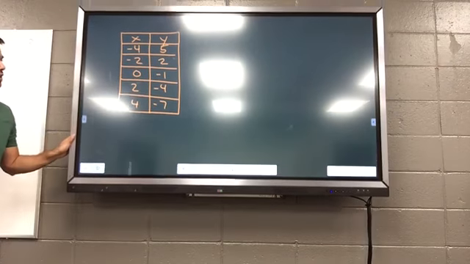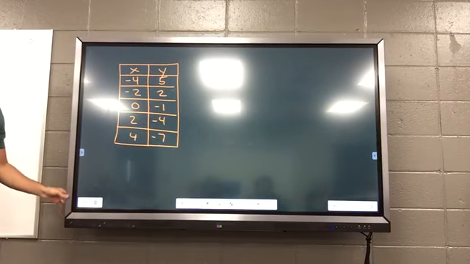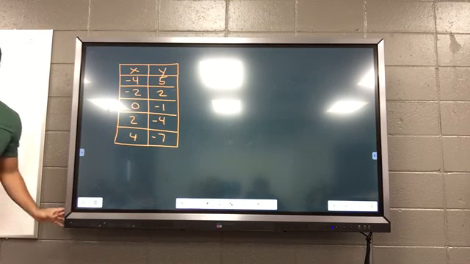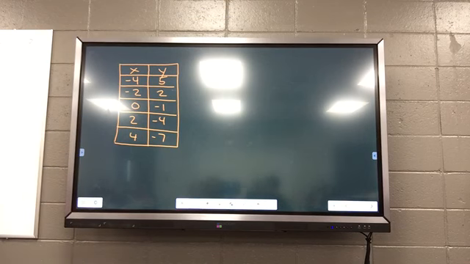Okay, what I want you guys to do is copy this table right here. We're going to look at a constant rate of change, non-vertical lines, and functions, but we're going to review a little bit. So get this table down.